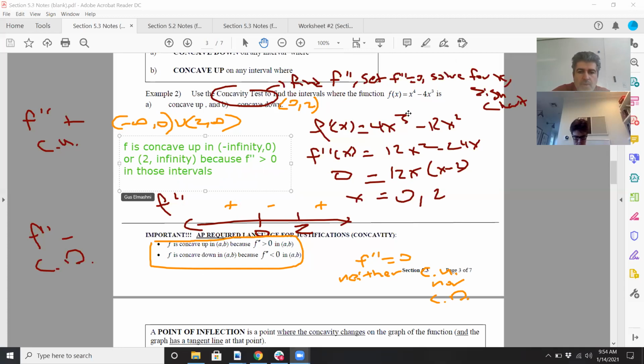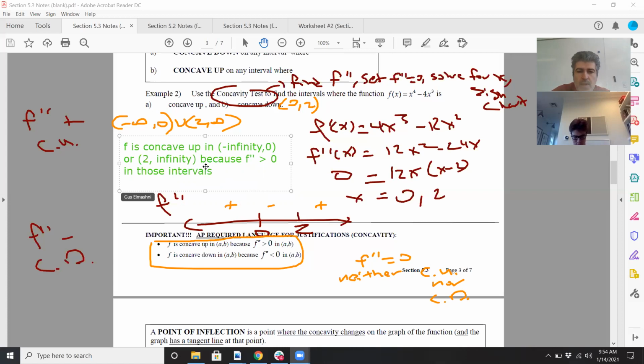Oh, great question. Why is it or instead of and? I'll get to that in just a sec. When making the sign chart, do you plug in the values? Yes. Make sure you plug into the second derivative, not the first. You plug into the second derivative because you want to see the sign of the second derivative. That's how the test for concavity works. Do not do the first.